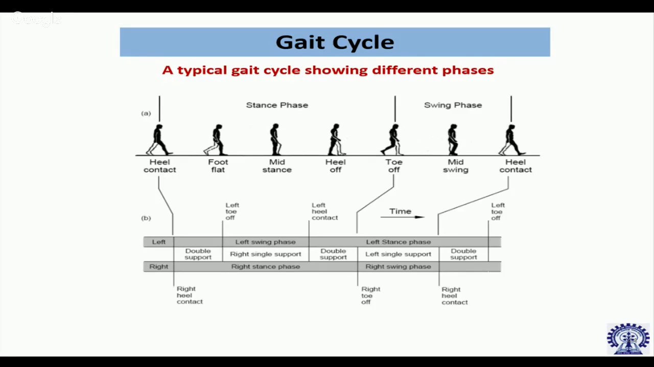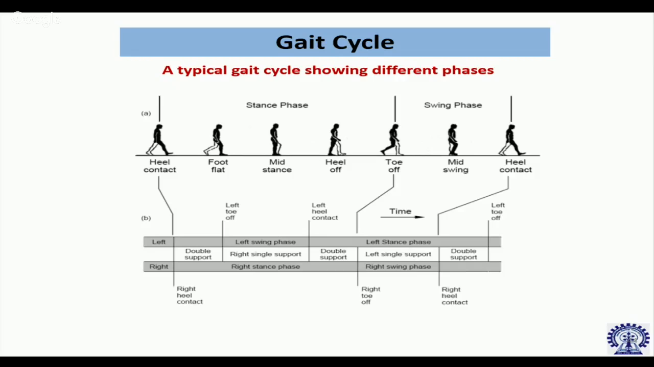And a walking cycle or a gait cycle has several phases. Two such major phases are the stance phase and the swing phase. As you can see, it starts with the heel contact. There are two legs, the left and the right, and both are actually working at the same time when you are performing this walking cycle.